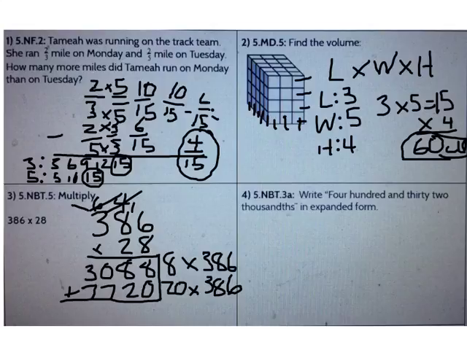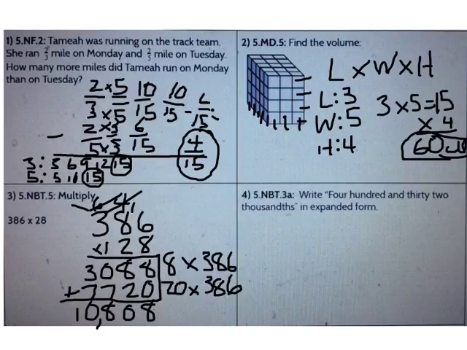Now I can add. What's 8 plus 0? It's 8. 8 plus 2 is 10. 7 plus 1 is 8. 7 plus 3 is 10. The correct answer is 10,808.